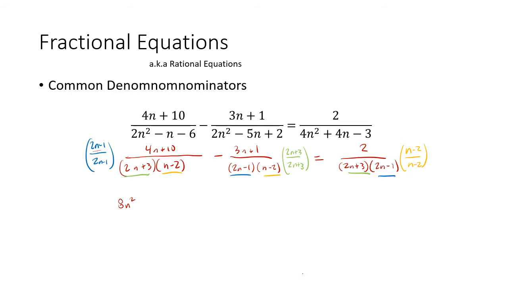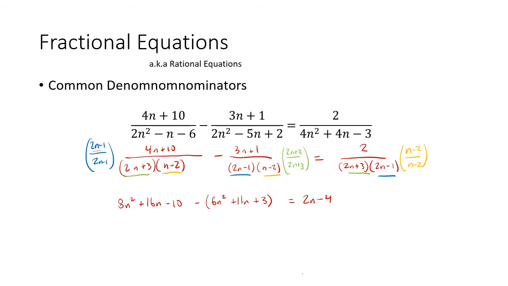Then we'll have 20n and negative 4n, so we have plus 16n, negative 1 times 10 minus 10. Okay, in the middle, 3n plus 1 times 2n plus 3. This will all be minus, so we'll have 6n squared. We have 9n and 2n, so plus 11n. 1 times 3 is 3. And then that's going to equal 2n minus 4.